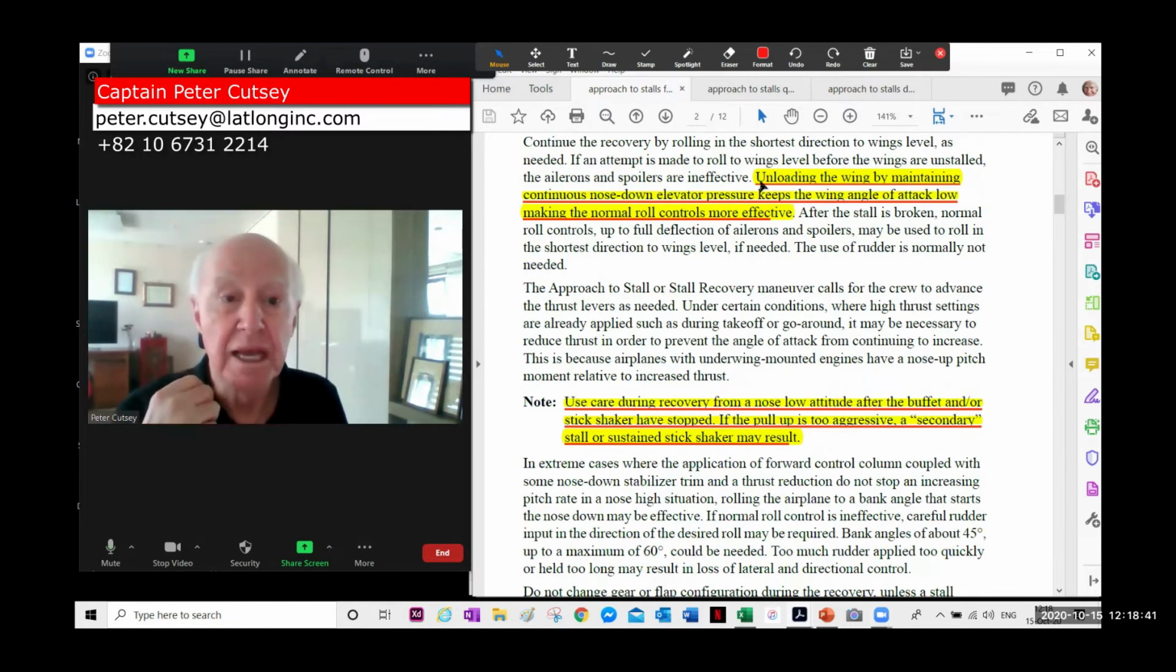Here again, here's that term unloading. Unloading the wing. Unloading means relaxing on the back pressure and pitching down using elevator nose down movement. Maintaining continuous nose down elevator pressure keeps the wing angle of attack low, making the normal roll controls more effective.